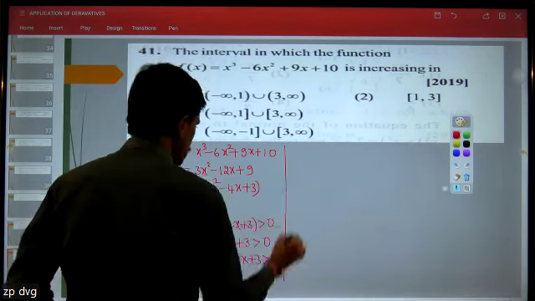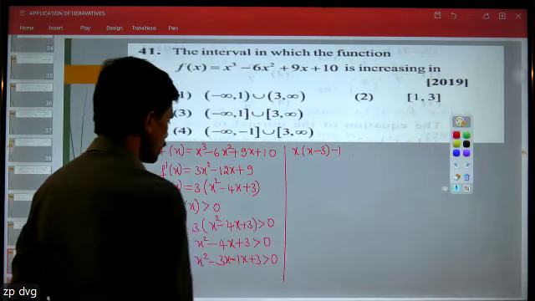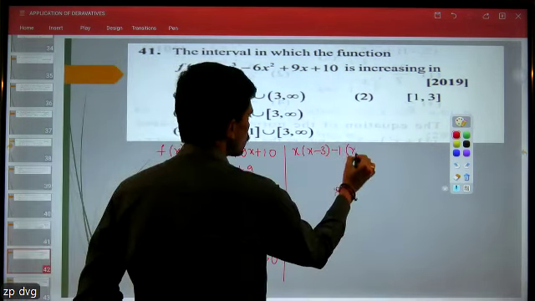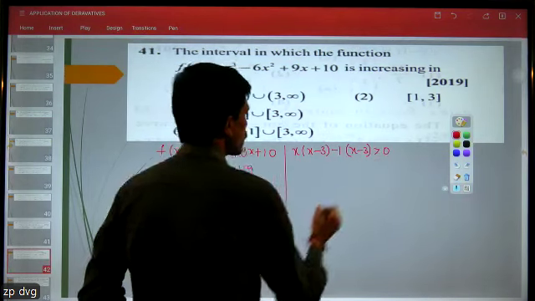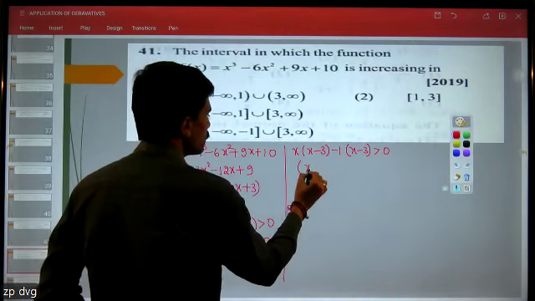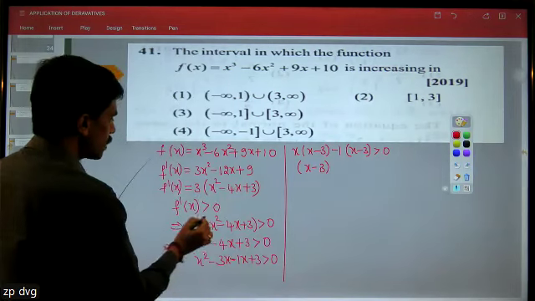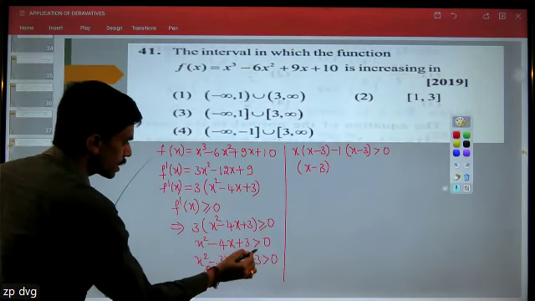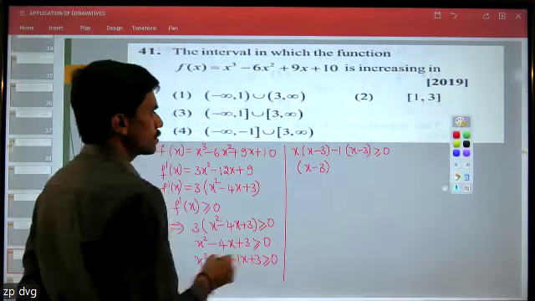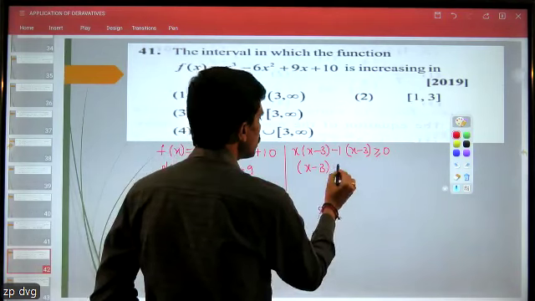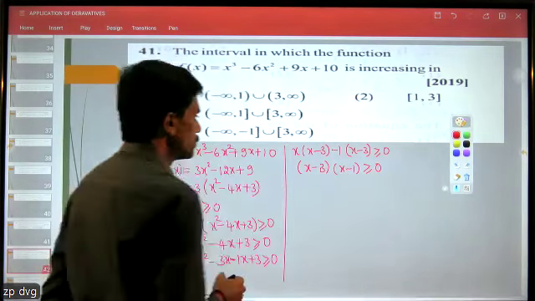Take x as common in first two terms, x into x minus 3 we get. Take minus 1 as common in last two terms, minus 1 into x minus 3 we get, greater than 0. Finally, we get x minus 3 into x minus 1. So for increasing function, we have to take f dash of x greater than or equal to 0, so x minus 3 into x minus 1 greater than or equal to 0.